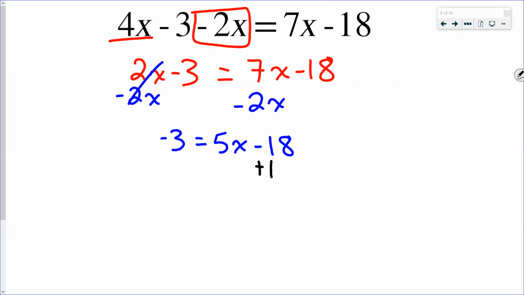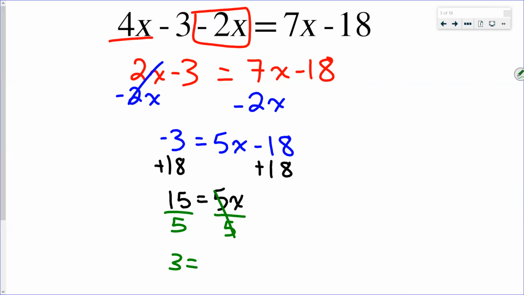Then we're going to add 18 to both sides, add 18 to both sides. You get negative 15. Oh, nope, that's a positive 15. I apologize. You get a positive 15 equals 5x. Then we divide by 5, and we get 3 equals x.